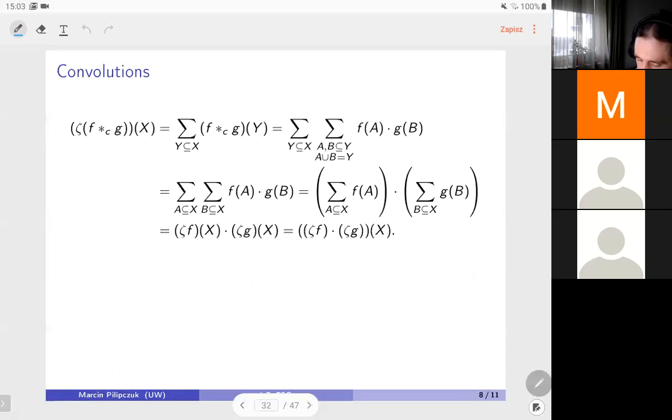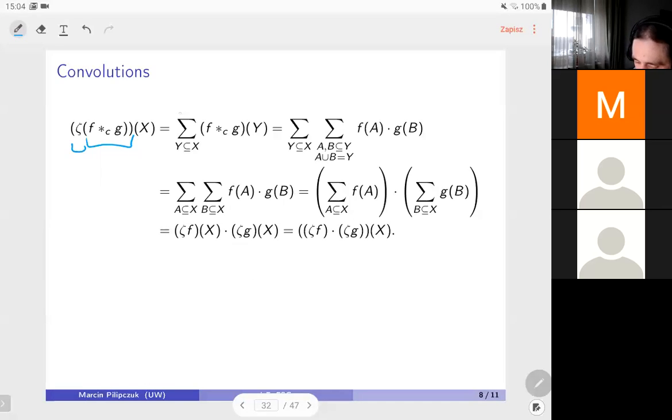So let's go further. This is why we introduced these transforms: they move the cover product to the pointwise product, like this zeta operation. Okay, so let's go over this computation. I'm looking at the cover product and applying zeta on top of it. Okay, let's do this operation.